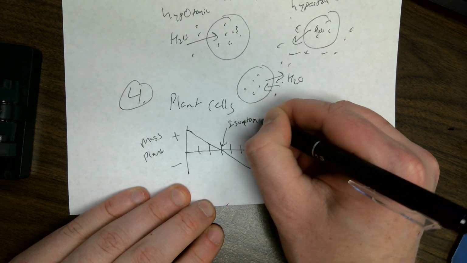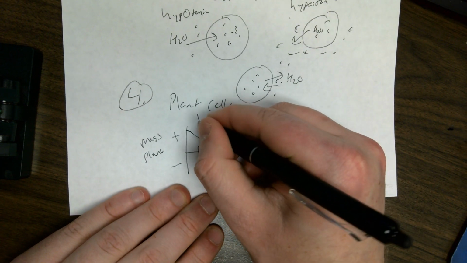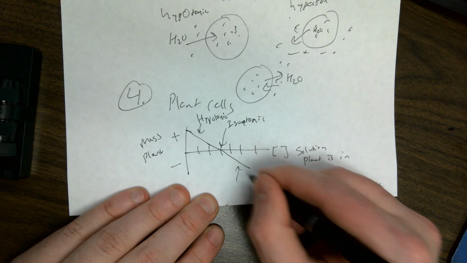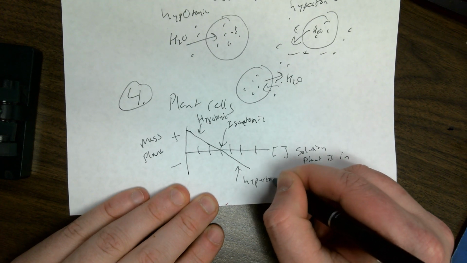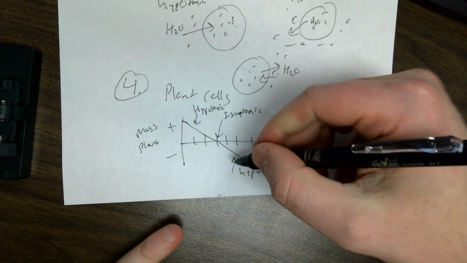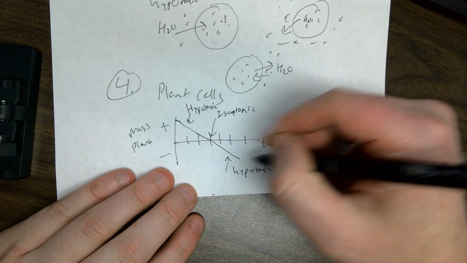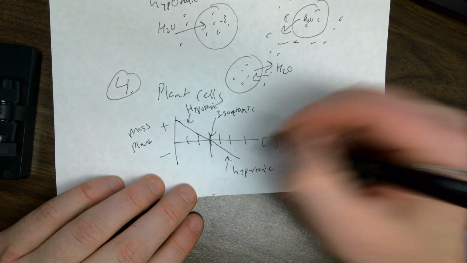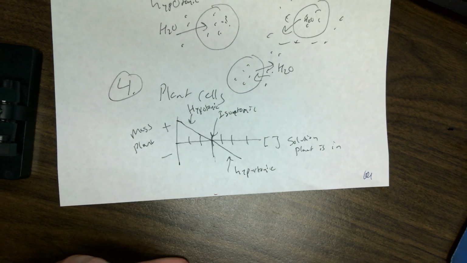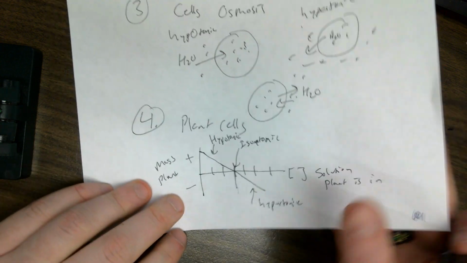Here it'd be a hypotonic solution because water is entering. Here would be hypertonic because there are going to be more solutes. So this is the solution that was placed in, and so this right here tells you the concentration inside the plant. So where it intersects is the concentration. Okay.